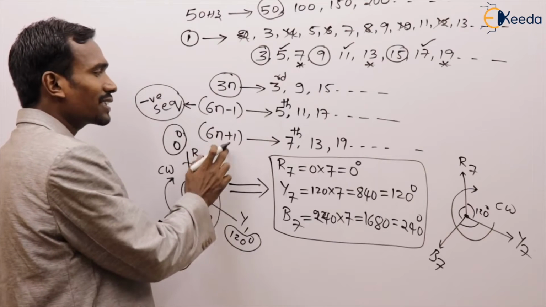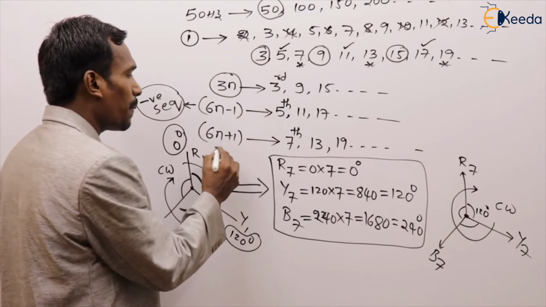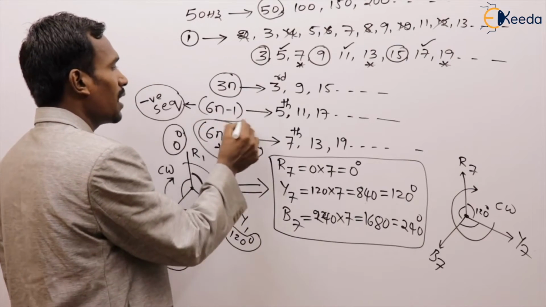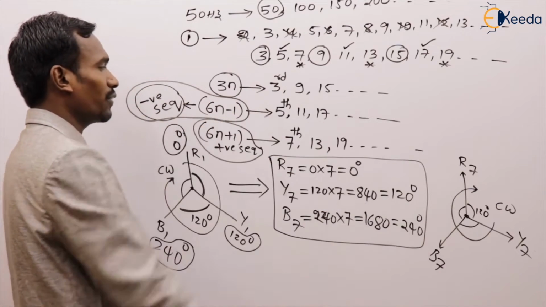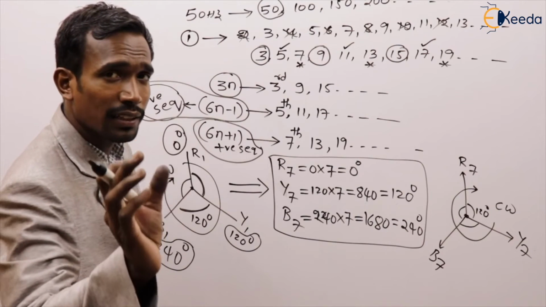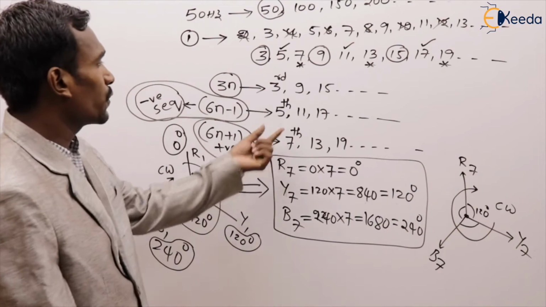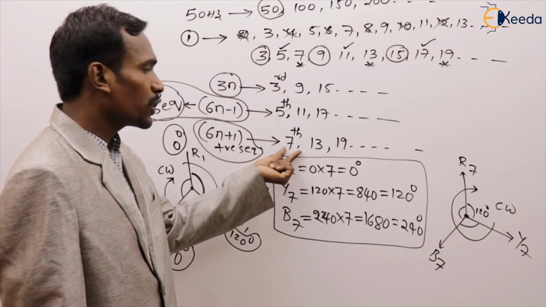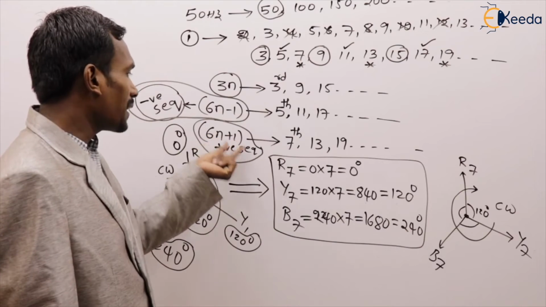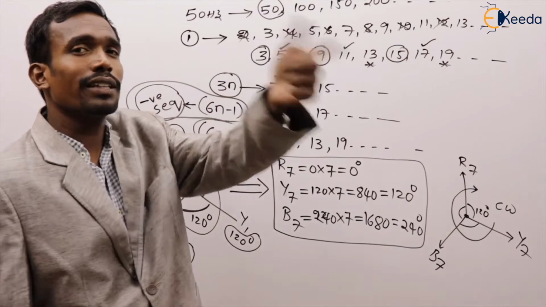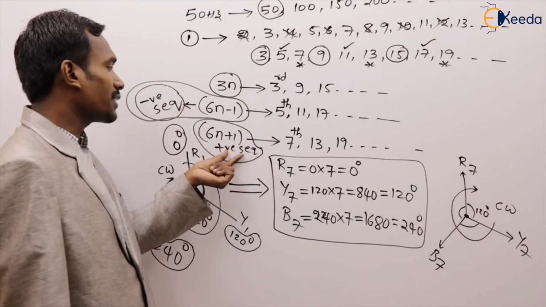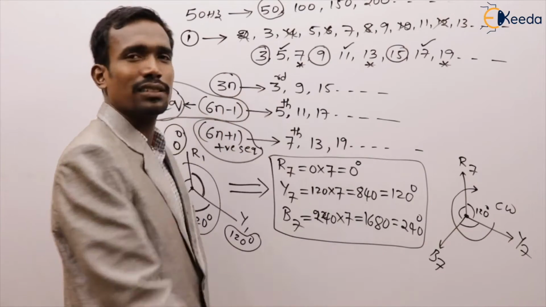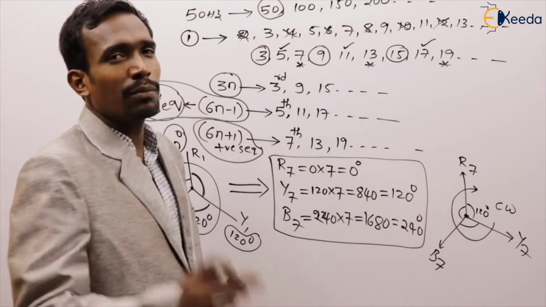That's why the 6n plus 1 harmonics are called positive sequence harmonics, and these are called negative sequence harmonics. Getting it or not? The fifth group, 6n minus 1, is called negative sequence harmonics. The seventh group, 6n plus 1, is called positive sequence harmonics. What about the third group, the triple-n harmonics?